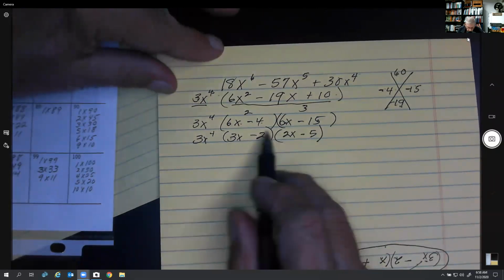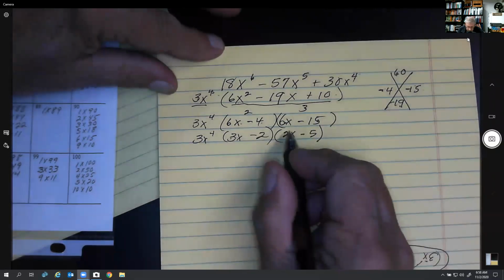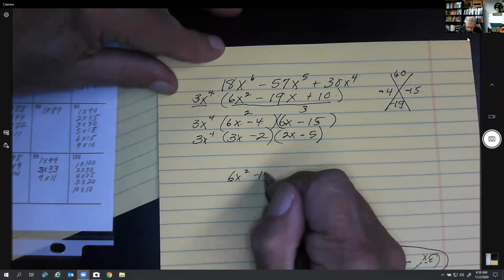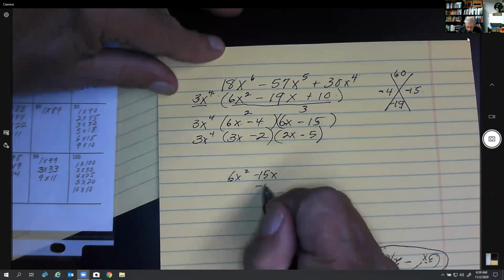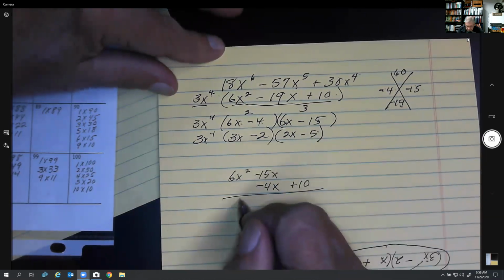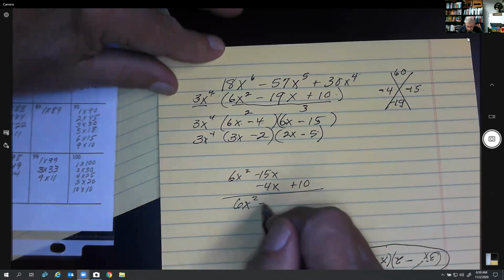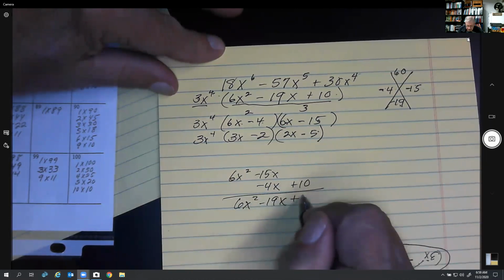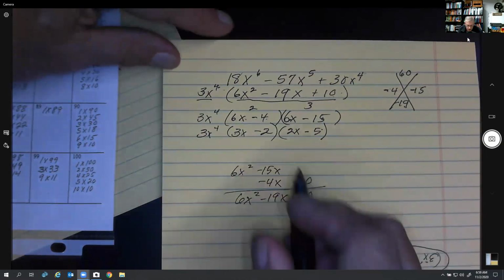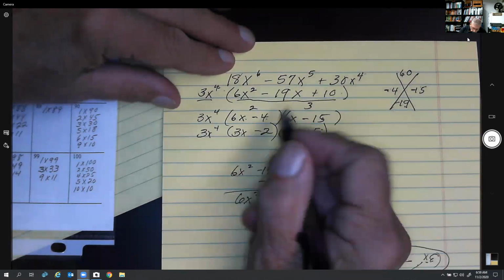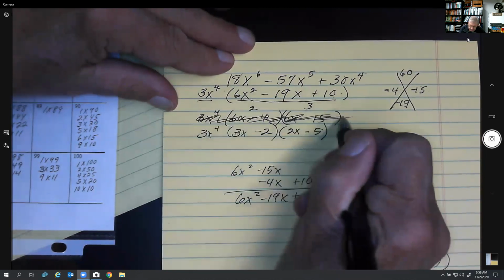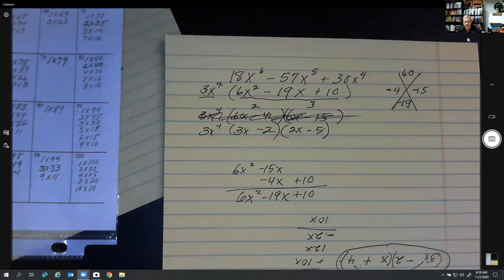I can just do a quick FOIL. 3x times 2x, 6x squared. Outside, minus 15x. Inside, minus 4x. Last term times last term, plus 10. 6x squared minus 19x plus 10. See, and it checks out. So you can always double check it by doing a FOIL. What you want to do then is make sure you cross this one out, because that was just a step to help you get to the final answer.